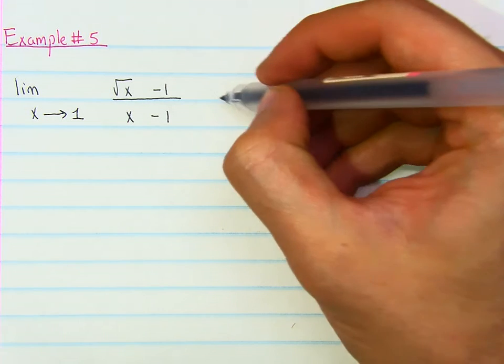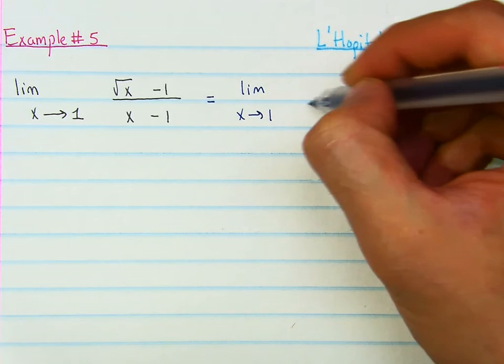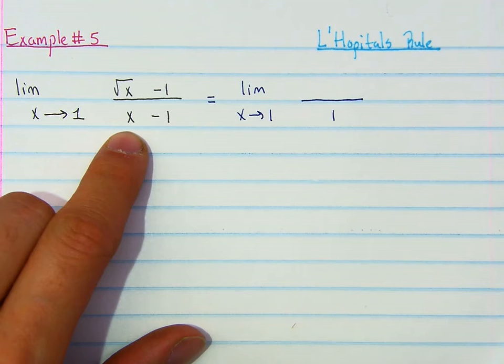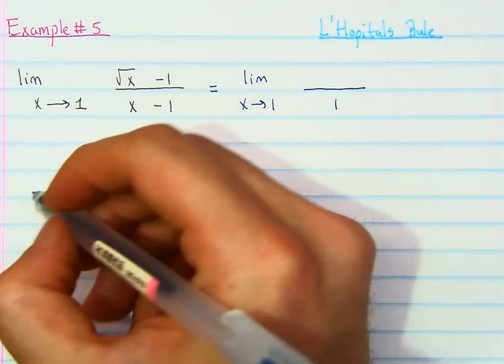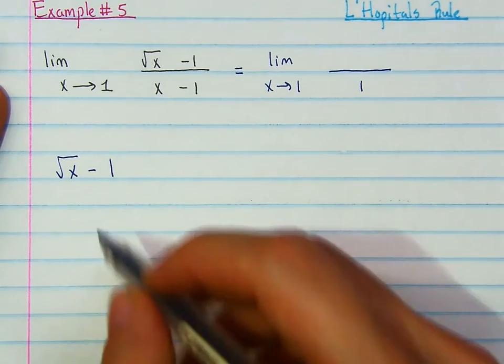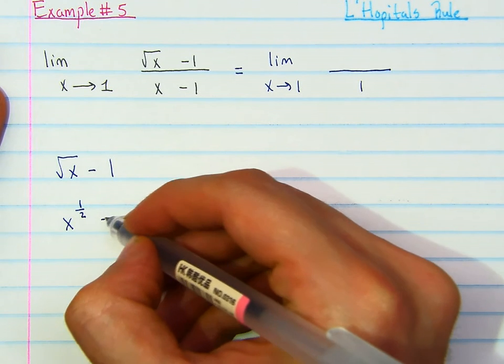So notice that this is equal to the limit as x approaches 1. Well, the derivative of the bottom is pretty straightforward. It's just 1, right? And what's the derivative of the top? Well, you got to take your time. What is the derivative of square root of x minus 1? Notice that this is the same as x to the 1/2 minus 1.